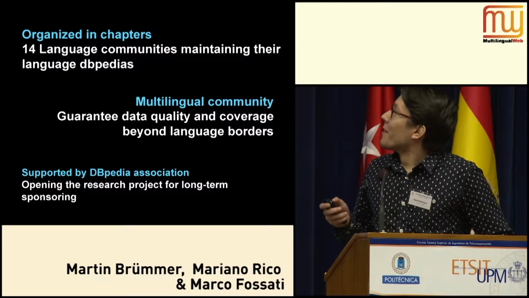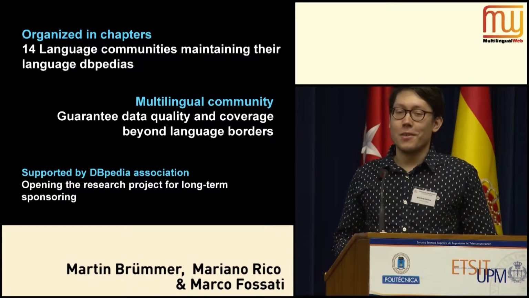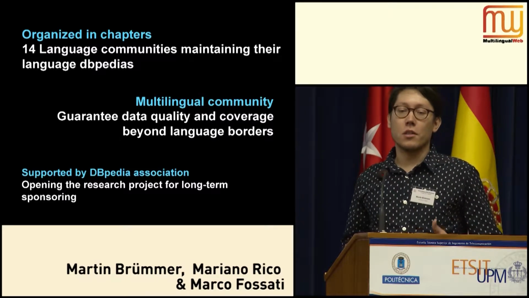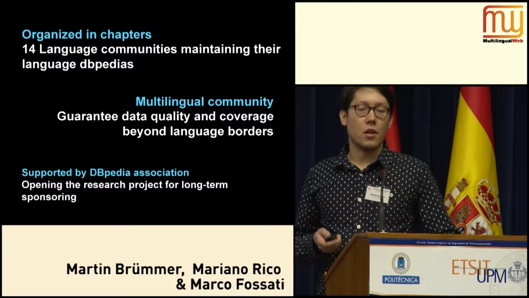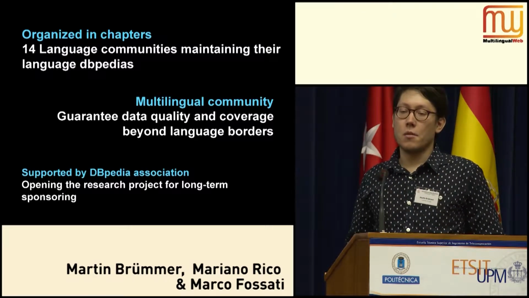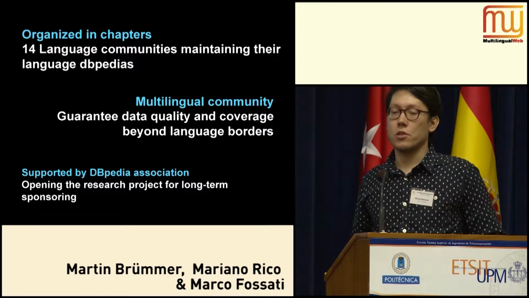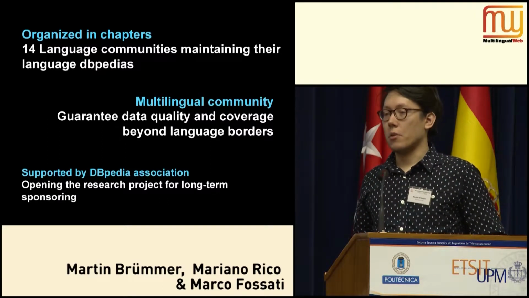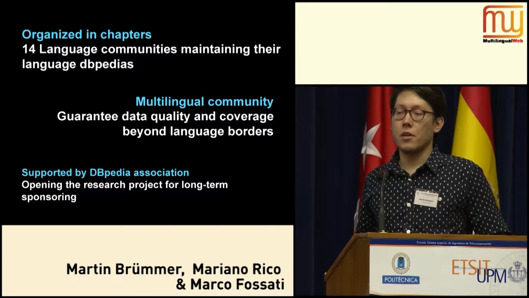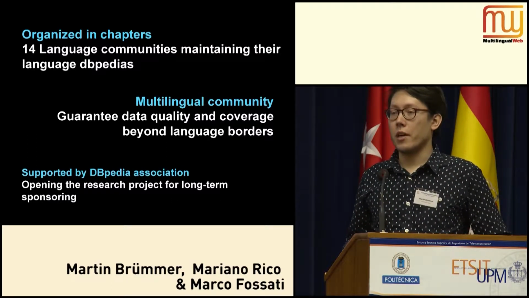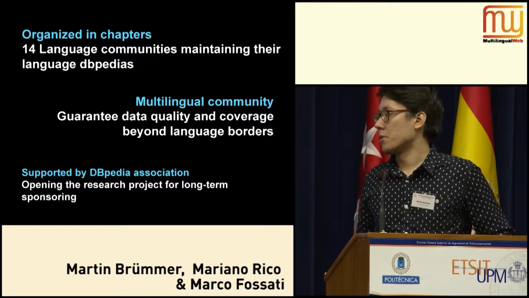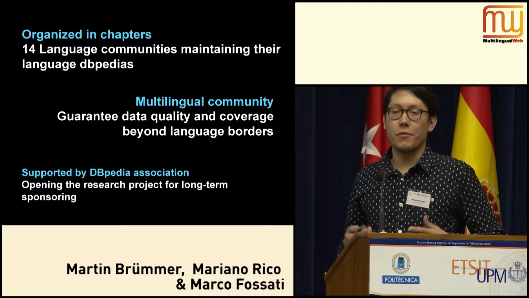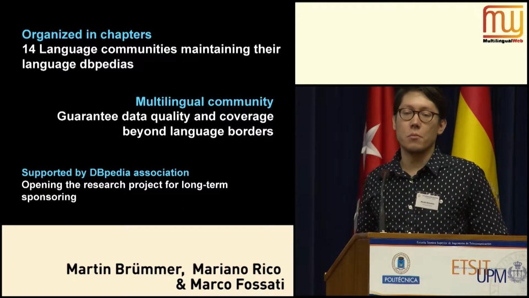The organization of DBpedia is that we are split into chapters. There are 14 language chapters that are maintaining their respective versions of DBpedia, and so they are able to maintain their specific language, provide correct mappings for their specific language, and can provide for the quality and coverage beyond the language borders.